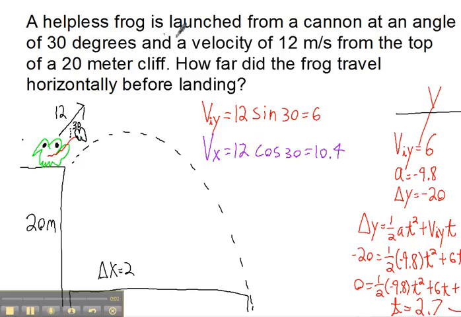A helpless frog is launched from a cannon at an angle of 30 degrees at a velocity of 12 meters per second from the top of a 20-meter cliff. How far did the frog travel horizontally before landing?